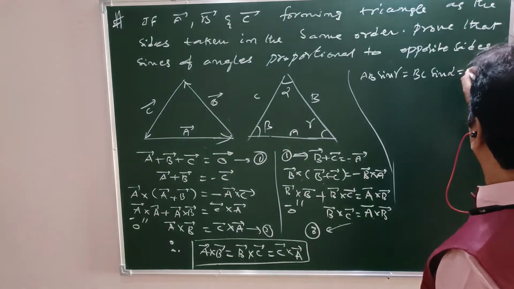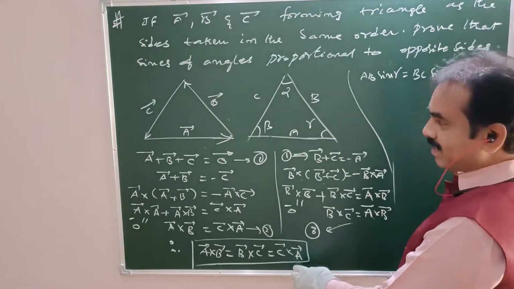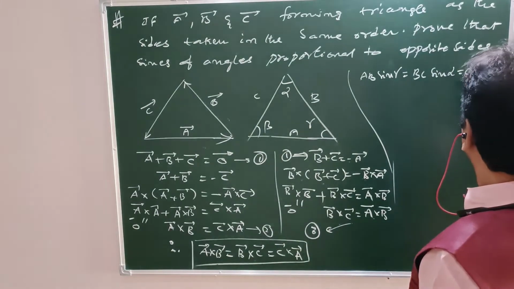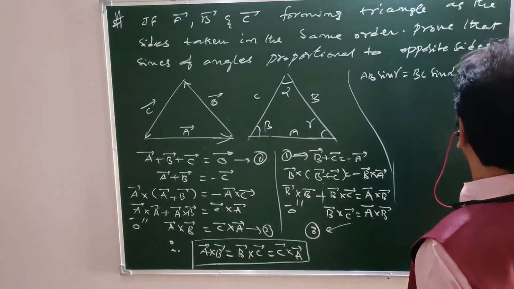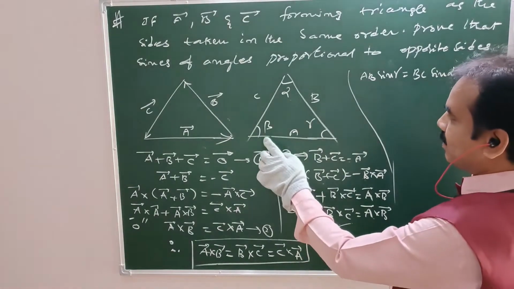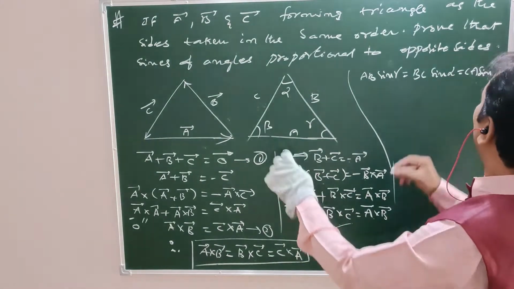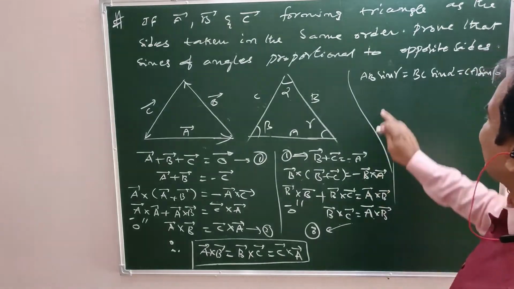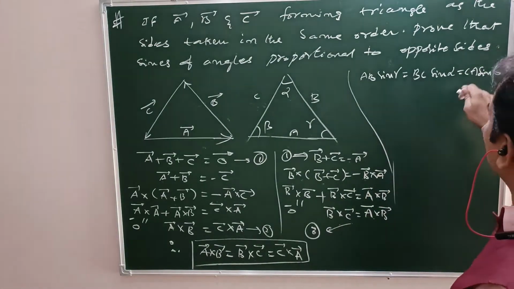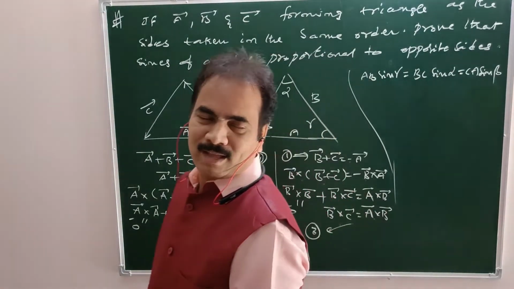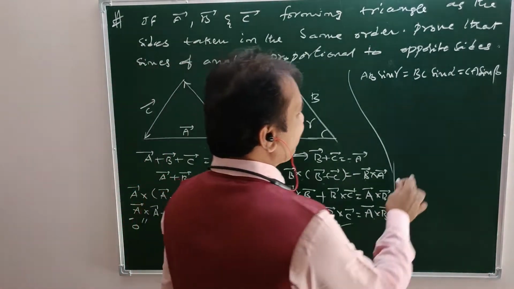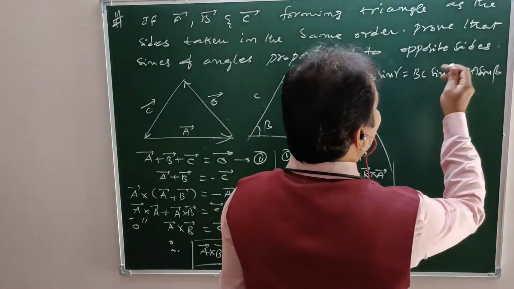That equals mod C cross A, that equals CA sin of the angle between C and A. What is the angle between C and A? C here, A here, that is beta. So AB sin gamma equals BC sin alpha equals CA sin beta. Am I right? Now all three are set.